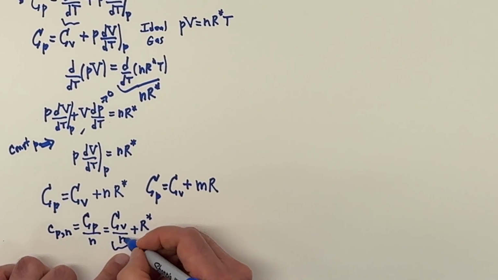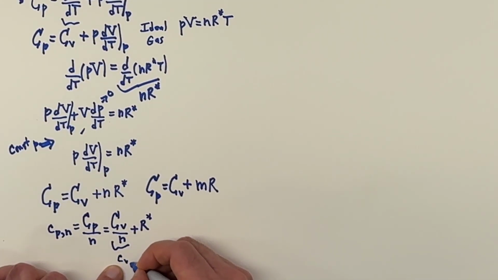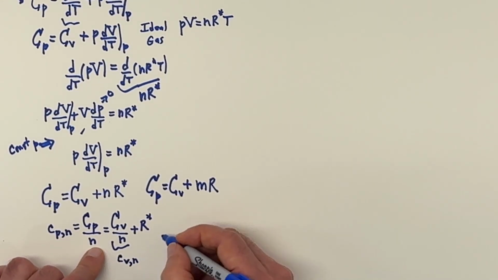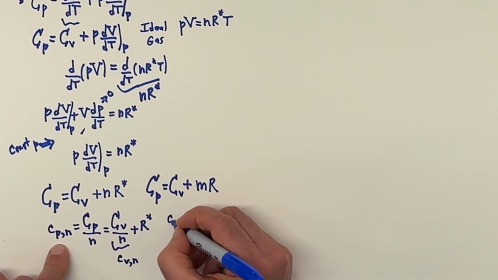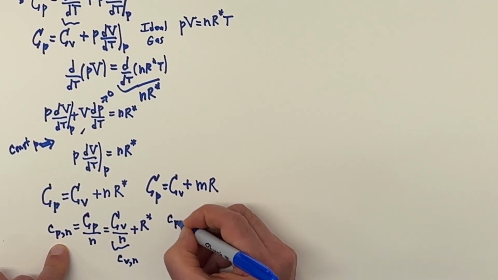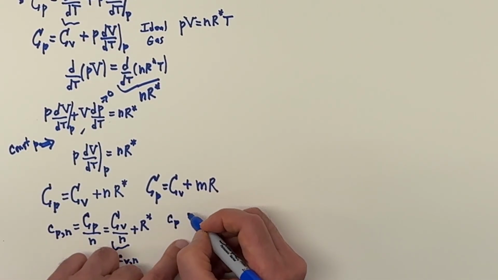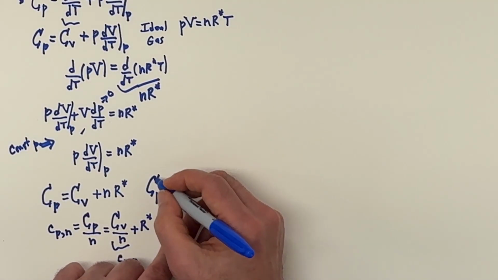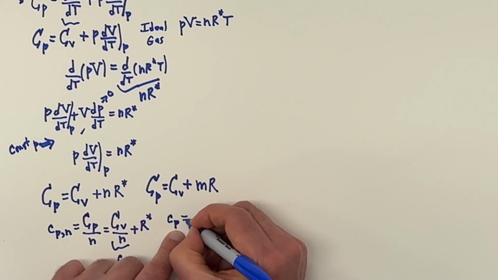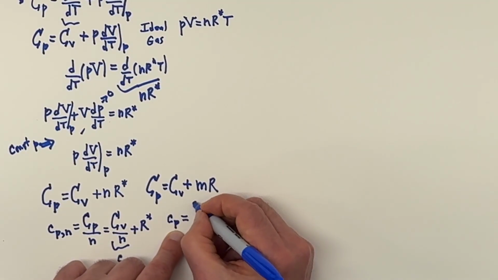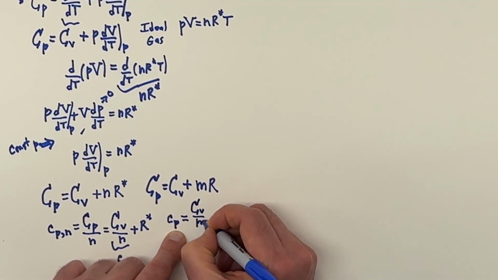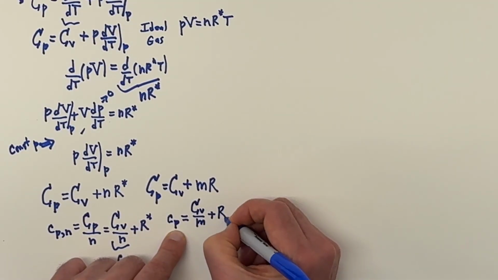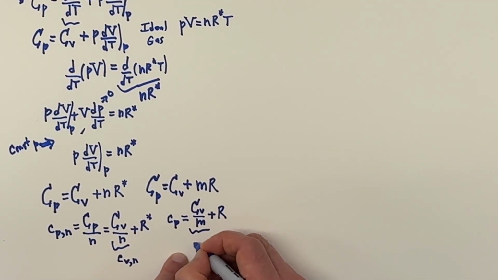But the big Cv divided by n is the little Cv when we're looking at moles, the molar specific heat. Now, if I want the specific heat at constant pressure, where I'm dividing by the mass, I don't have any comma n's for that. I just have the little c and a little p. And that's going to equal, if I divide this big C by the m and divide this by the m, I get R. And then this here is little v.